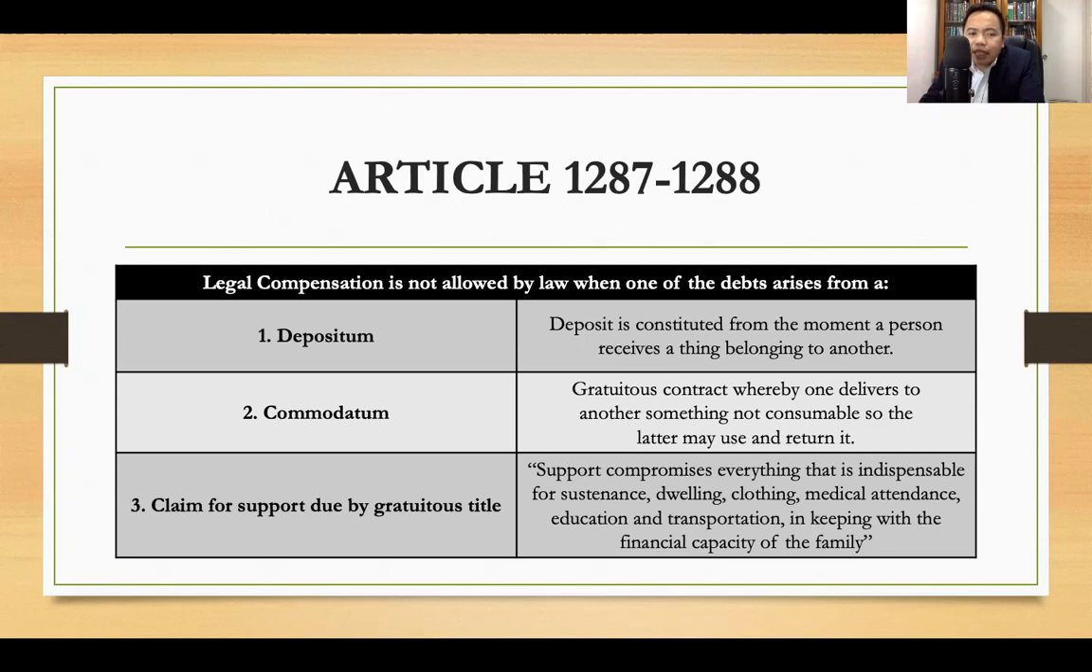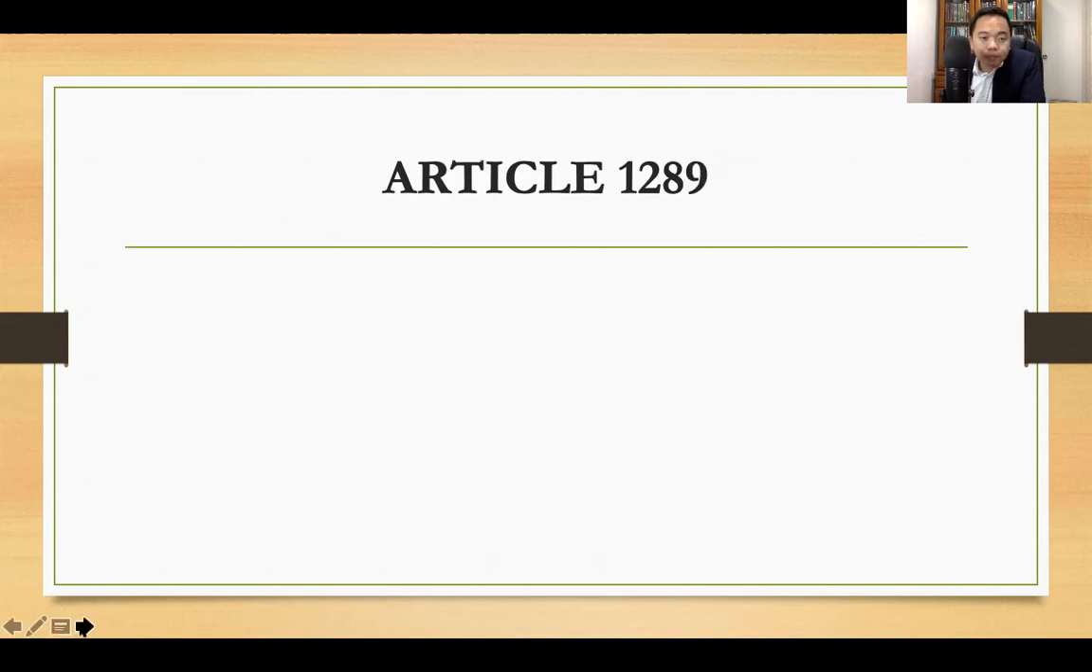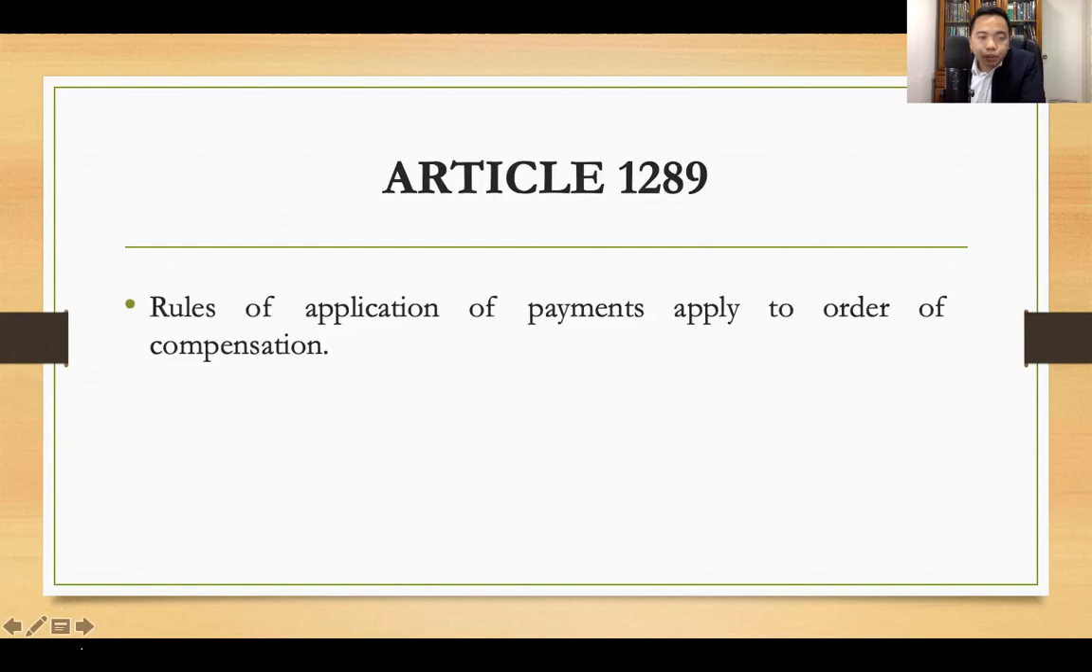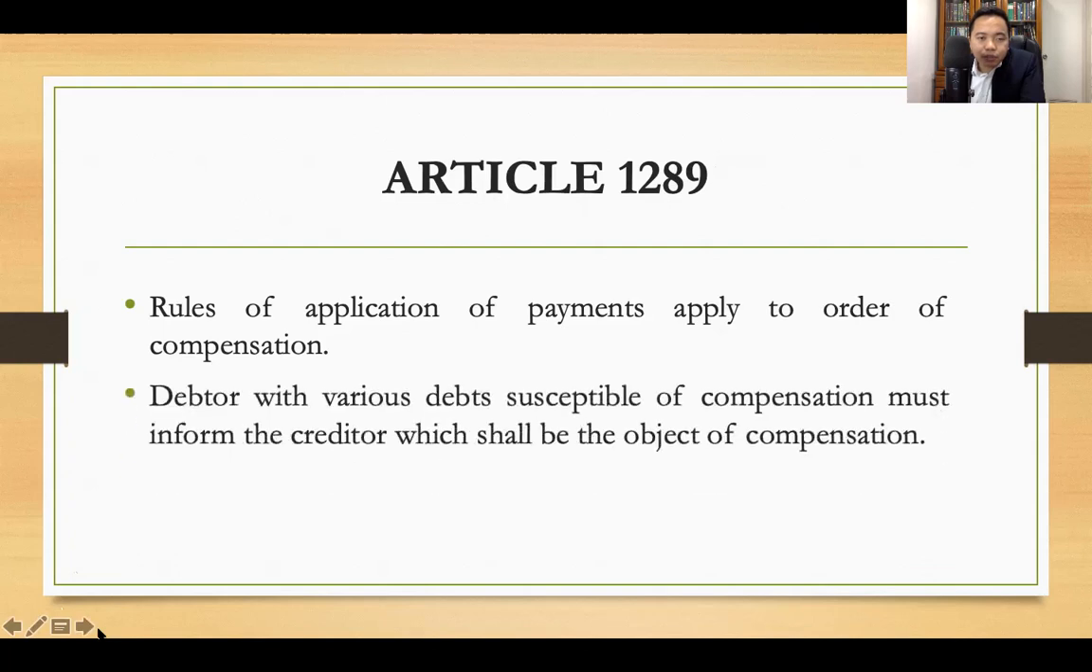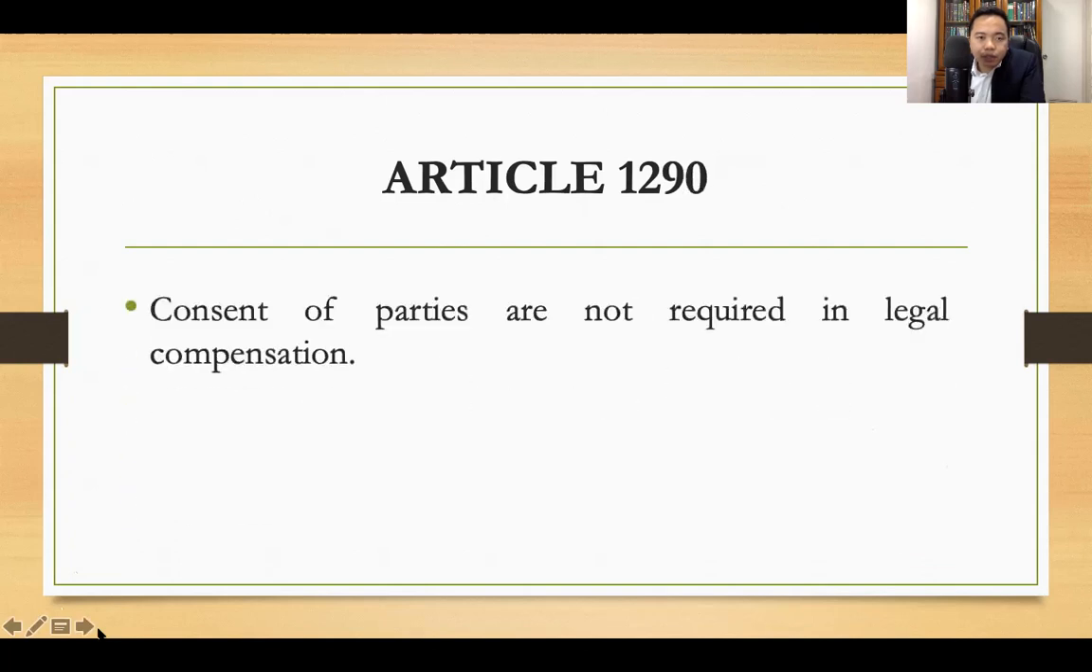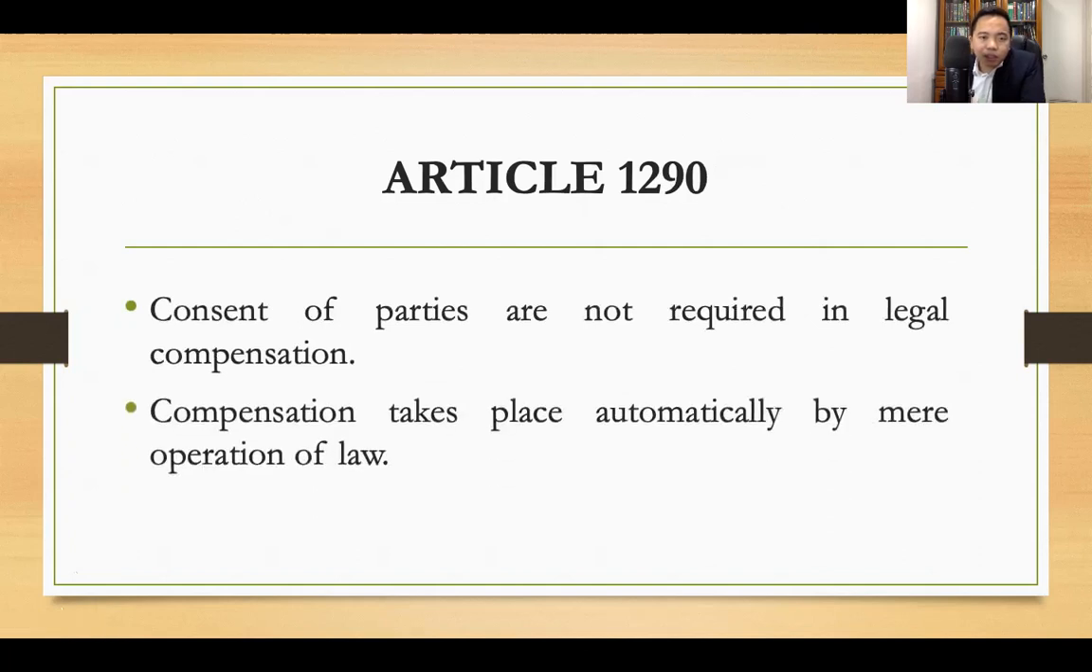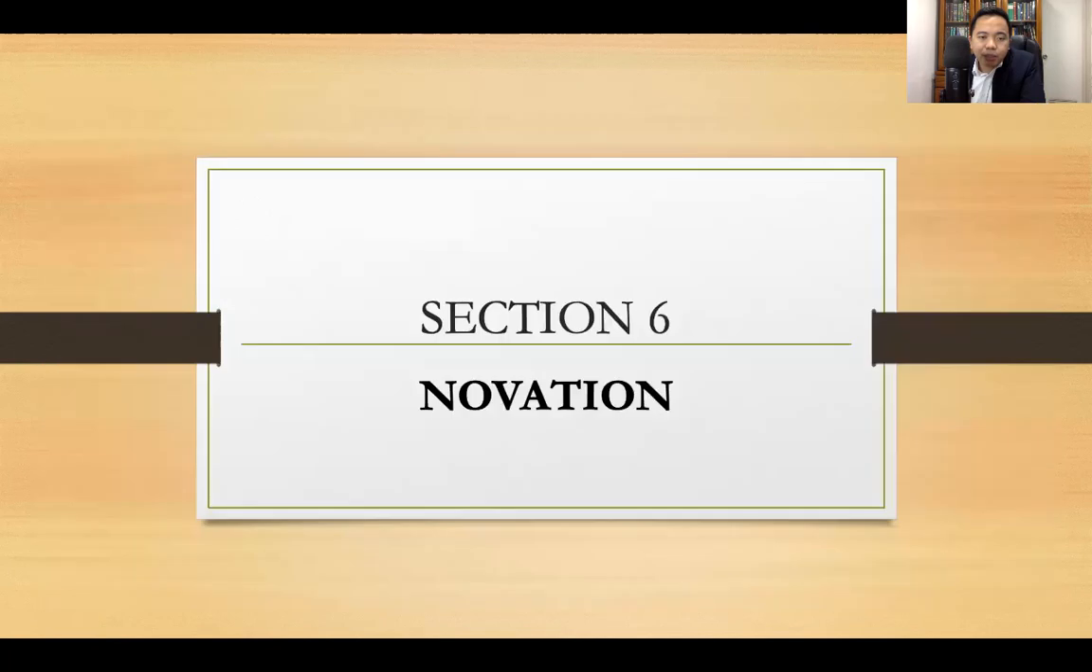And also, it is not allowed for claim of support due by gratuitous title. For example, child support. Bawal, no? Okay. Rules of application of payments apply to the order of compensation. Okay, 1290. Consent of the parties is not required in legal compensation. It takes place by operation of law.